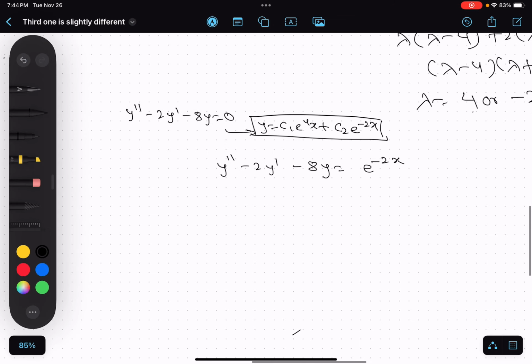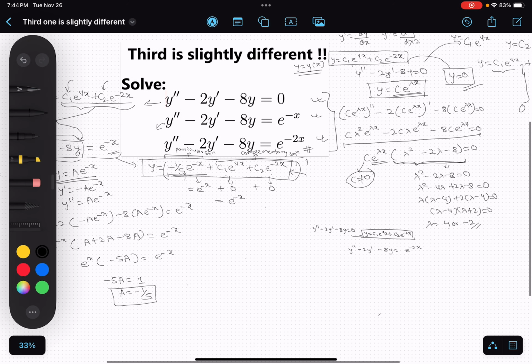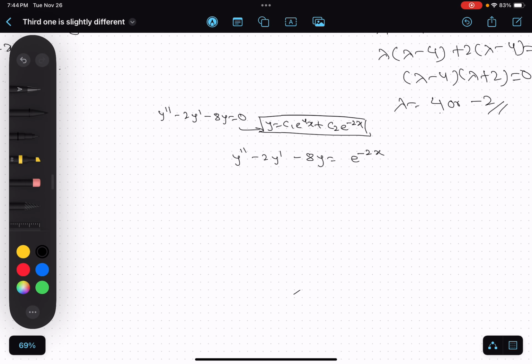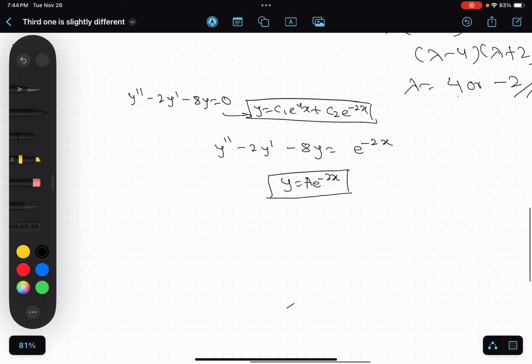Now over here also, you might want to find the particular solution. I have already told you what that is, right? This is the particular solution over here. To find that, you might want to assume that the particular solution is a e to the power minus 2x, and that's what I did at first as well. But there's some trick involved. So let's see what happens if I assume this as the particular solution.